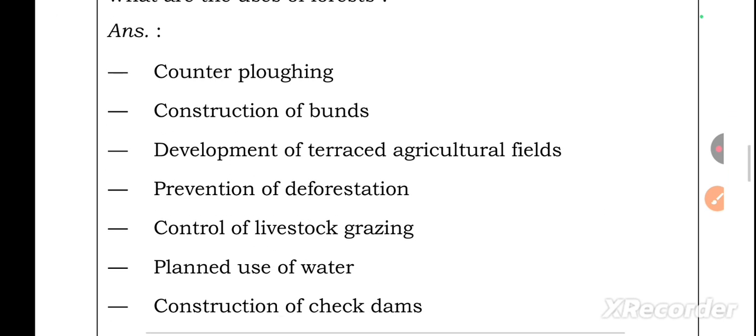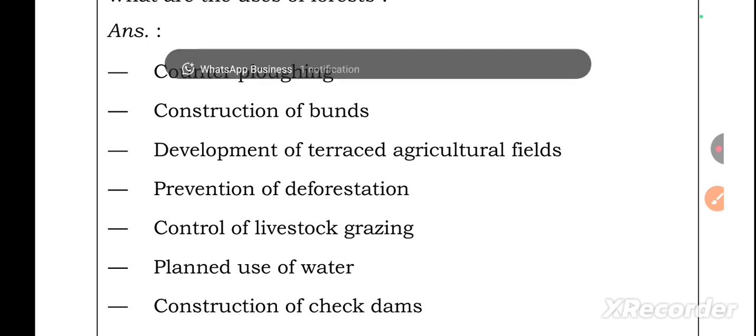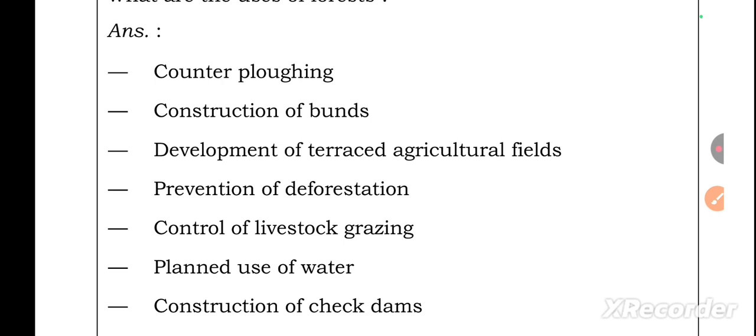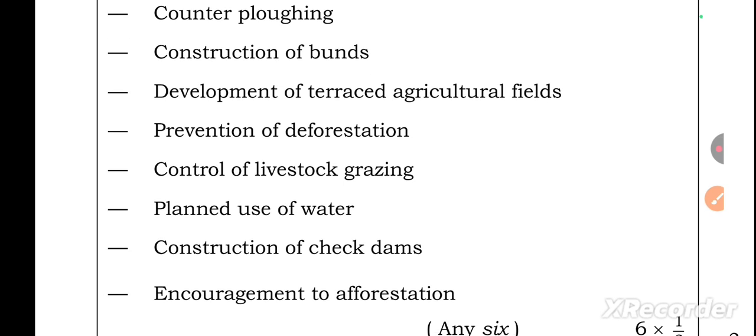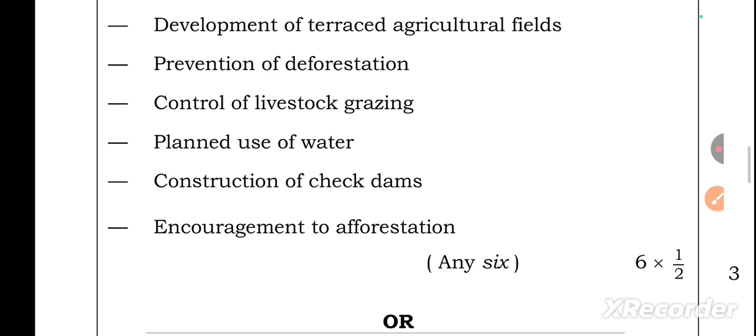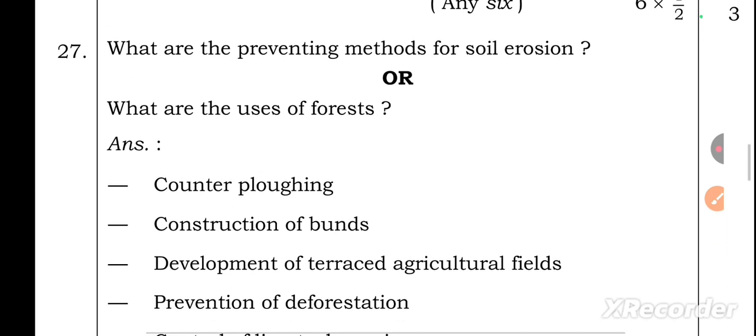Contour farming, construction of bunds, development of terraced agricultural fields, prevention of deforestation, control of livestock grazing, planned use of water, construction of check dams, encouragement to afforestation. Any 6 points if you write, you will get 3 marks.